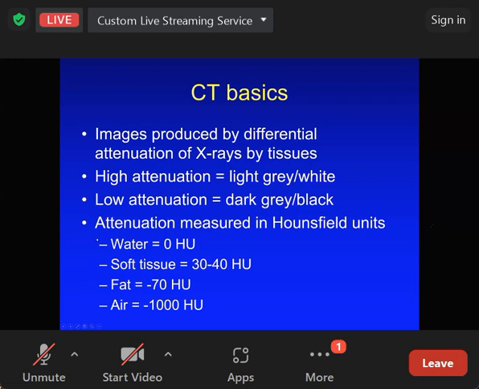So there are a few fixed levels of attenuation. Water has an attenuation of 0, and HU stands for Hounsfield units. Sir Godfrey Hounsfield was the inventor of CT. Soft tissue has slightly higher attenuation, 30 to 40 Hounsfield units, so that will be slightly lighter, less dark. Fat is less than water, so that will be darker than water. So already we've got a way of distinguishing most soft tissue from fat on a CT. And then air has a fixed attenuation of -1000, so air will be very black.